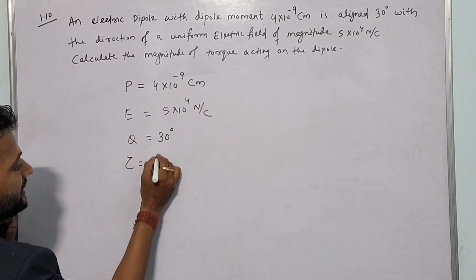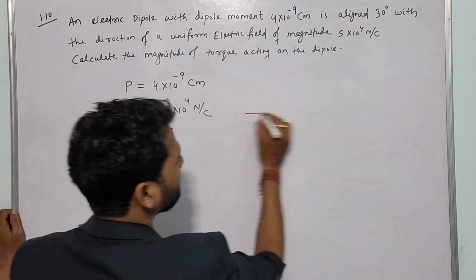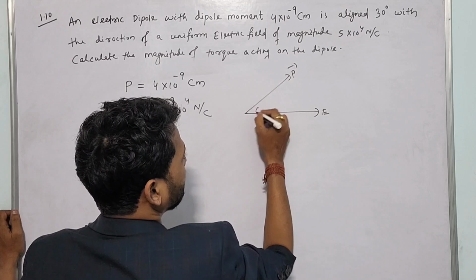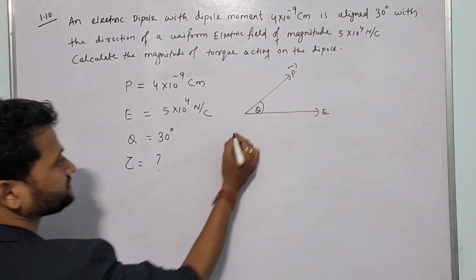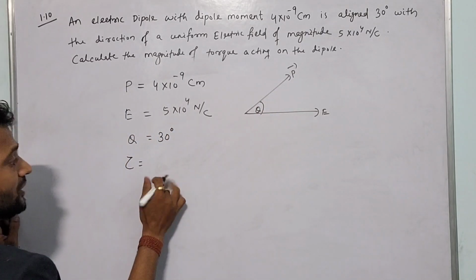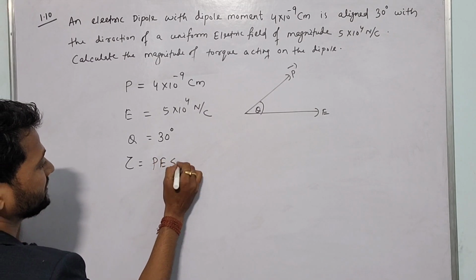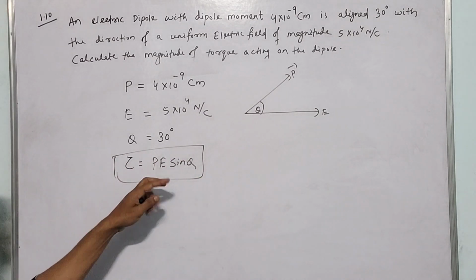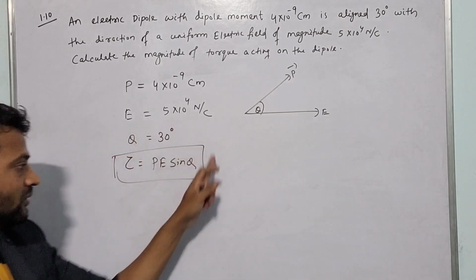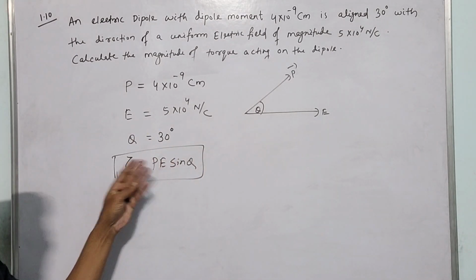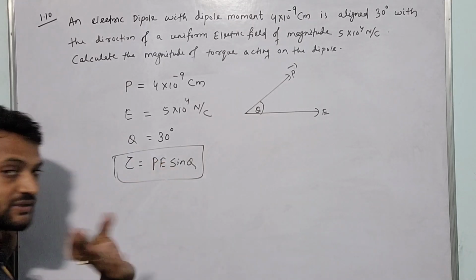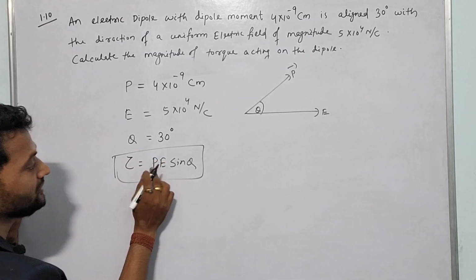So you have to find out the torque experienced by the dipole. If this is your electric field, this is the direction of the dipole moment, and the angle between them is theta. The standard formula for torque is PE sin theta. I am not going to derive this expression. If you want to know how it comes, you can go through my previous video. I have already explained it in the 5-minute series, a 5-minute explanation.